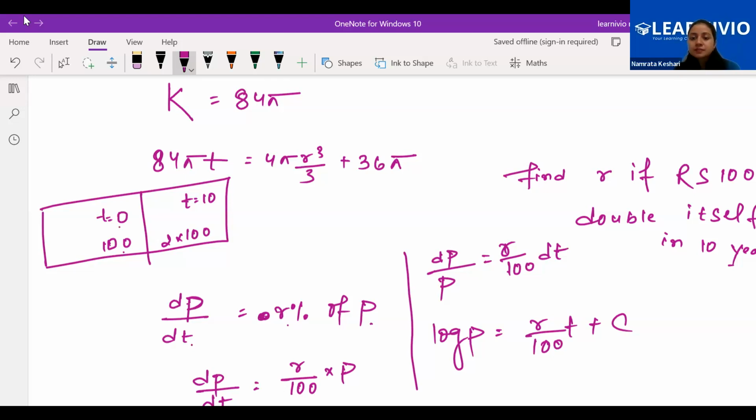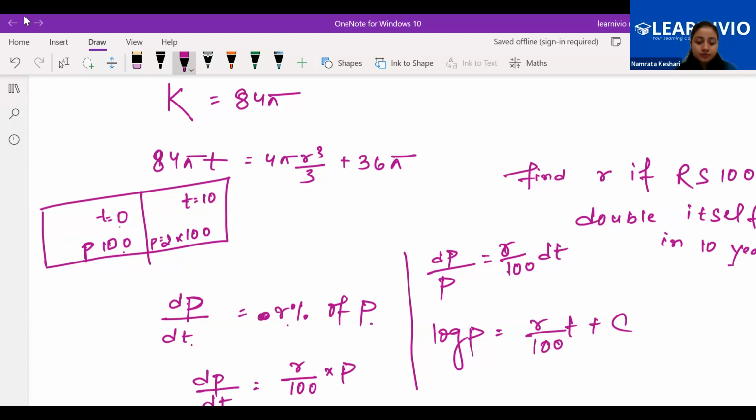Getting it? Okay, this condition we are having again here. One time we will substitute t as 0 and principal as 100, and we will check what we are able to find from here. C we will be able to find. Then again we will use the other scenario, that is t is 10 and principal we will take as 2 into 100, that means 200, and at that time we will be able to find R, right? Do it.